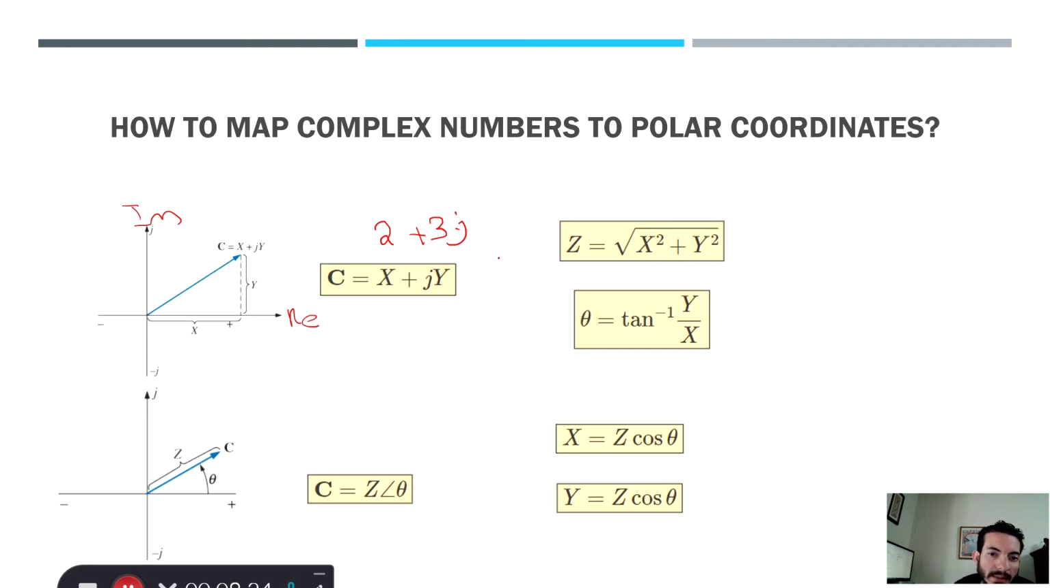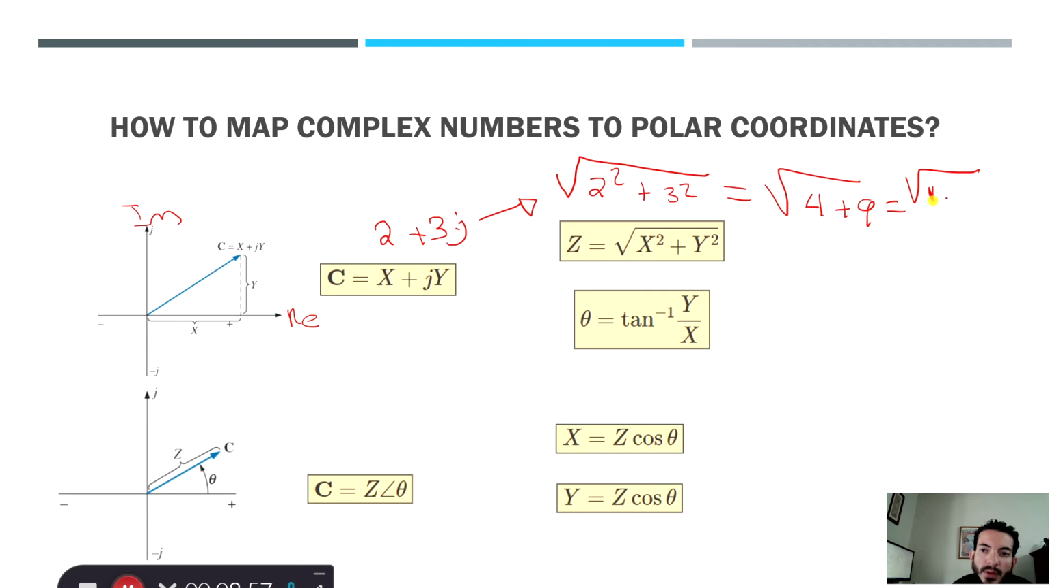So to find the magnitude of this number, you simply do the magnitude of it by squaring both terms, just as Pythagoras theorem. So 2 squared plus 3 squared. Okay, the square root of 4 plus 9 equals square root of 13. So the magnitude of this complex number is square root of 13, just by using this formula right here.